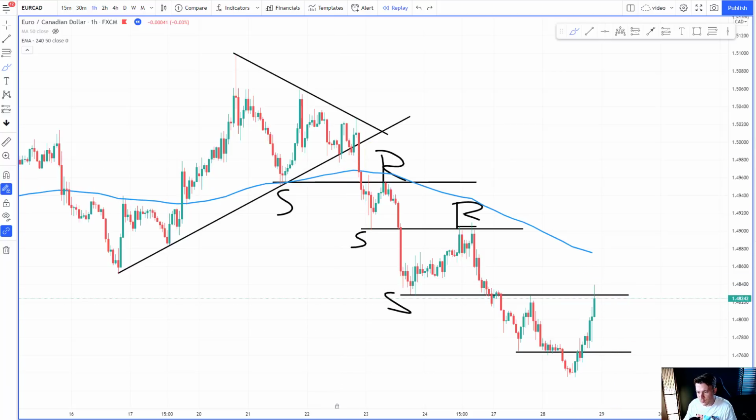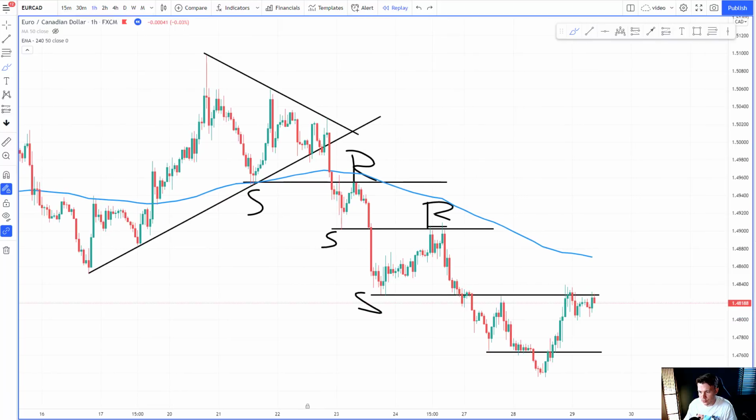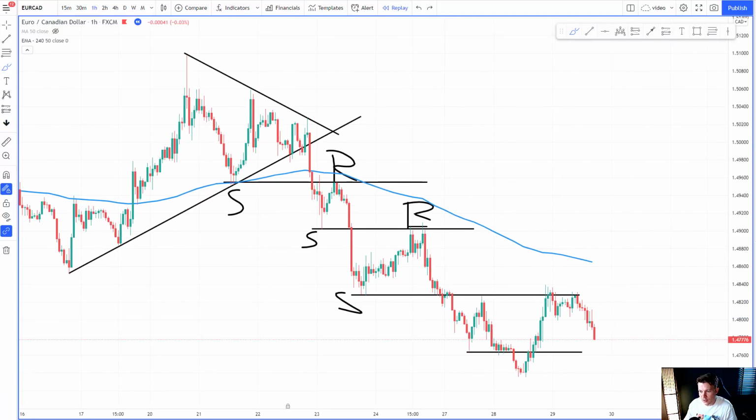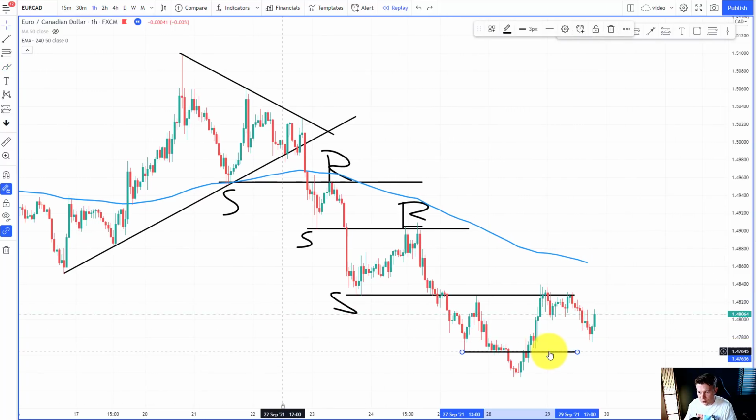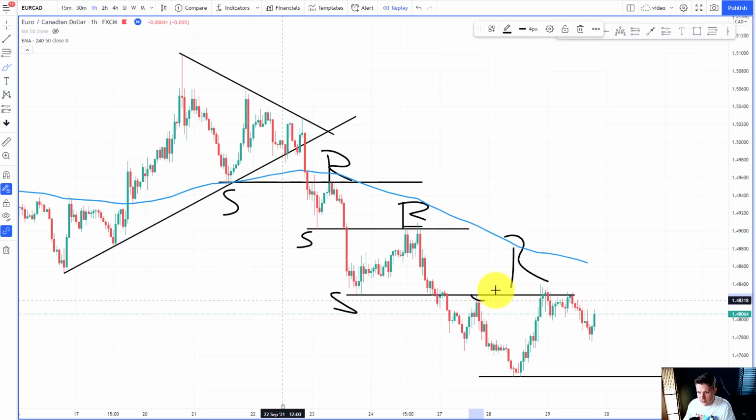Not always will those traps work, but they are a very, very interesting pattern in general to specialize in. And you can see this level now is obviously not as important anymore, so we can take it off and shift our support level now to this area. So we have really nicely seen that this is a strong resistance level now, 1, 2, 3 times.